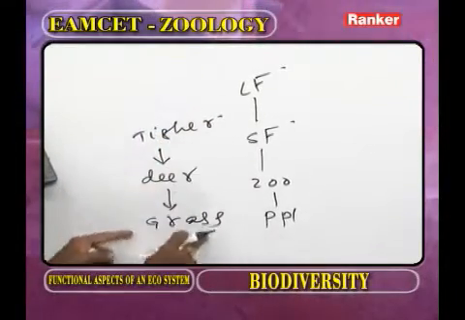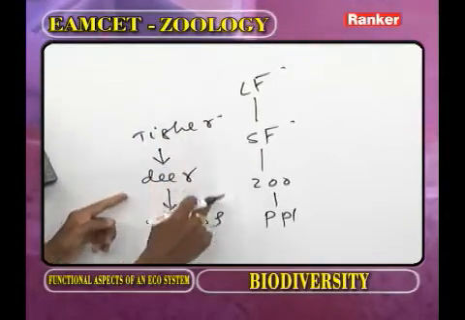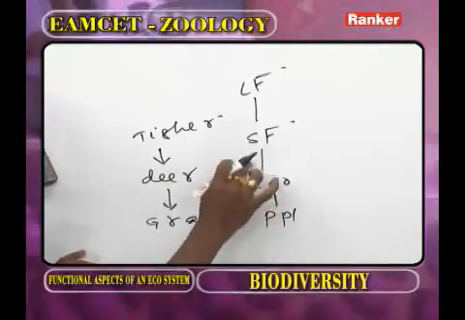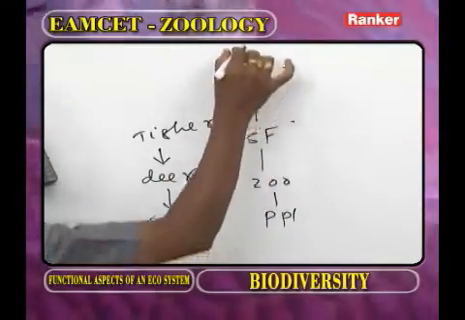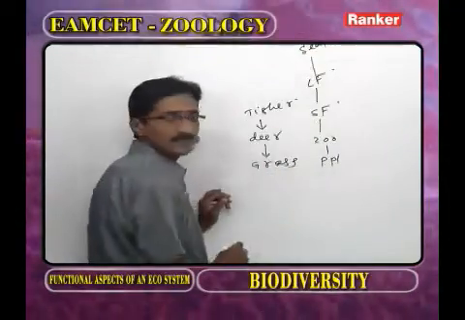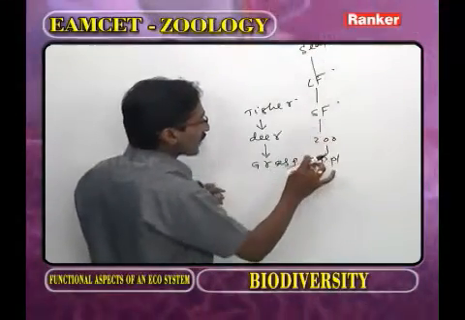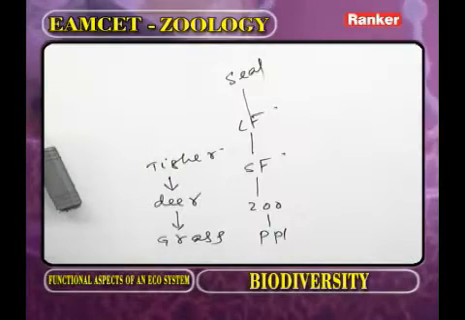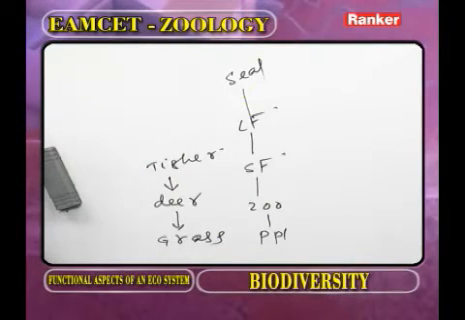Now this is removed. Now in this food chain, how many trophic levels are present? 1, 2, 3. Here how many are present? 1, 2, 3, 4. Now it is eaten by a seal. Now in this food chain, how many trophic levels? 1, 2, 3, 4, 5. It means in a grazing food chain, the minimum number of trophic levels is 4 and the maximum is 5.